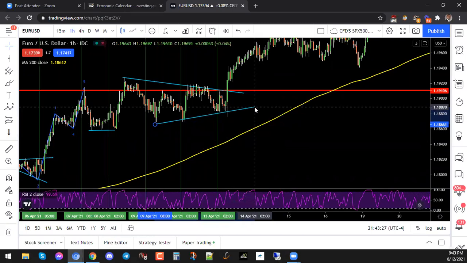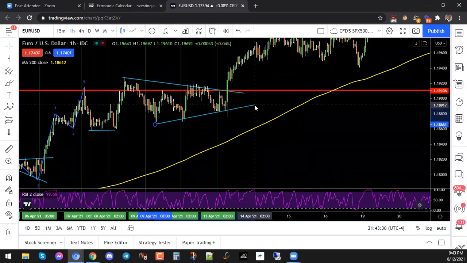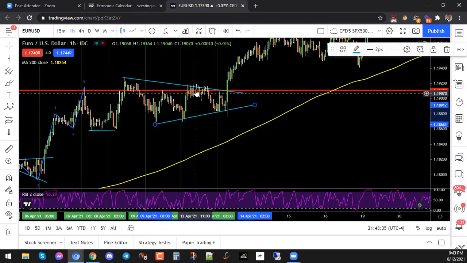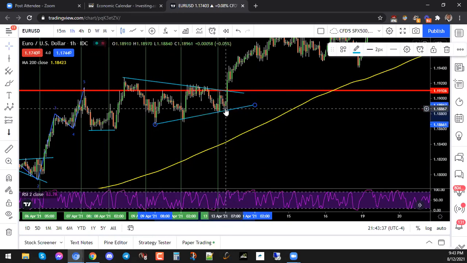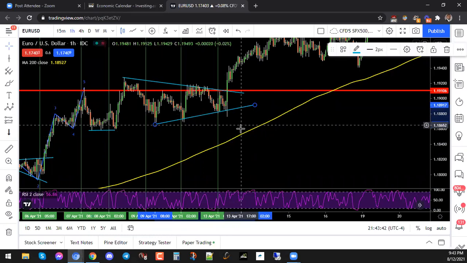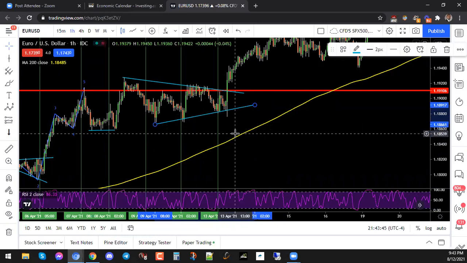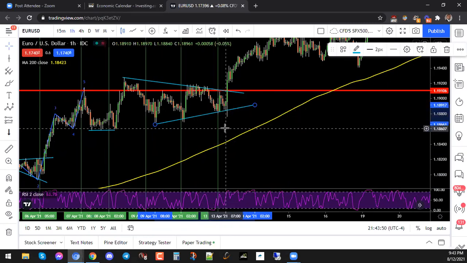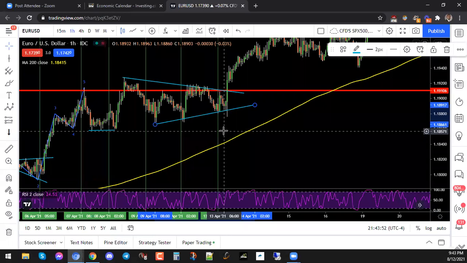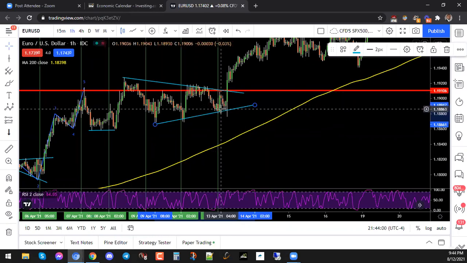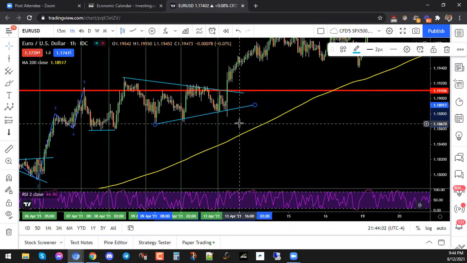Some of us may want to put this in like this. We may look at this and say that this is potentially a triangle formation. We have 1, 2, 3, 4, 5 upside. Okay. So it all depends on how you're drawing your patterns and how you look at your patterns. You may look at this as a triangle. You may look at this as a diagonal formation, which is a contracting wedge. Okay. Or some may look at it and call it a pennant.